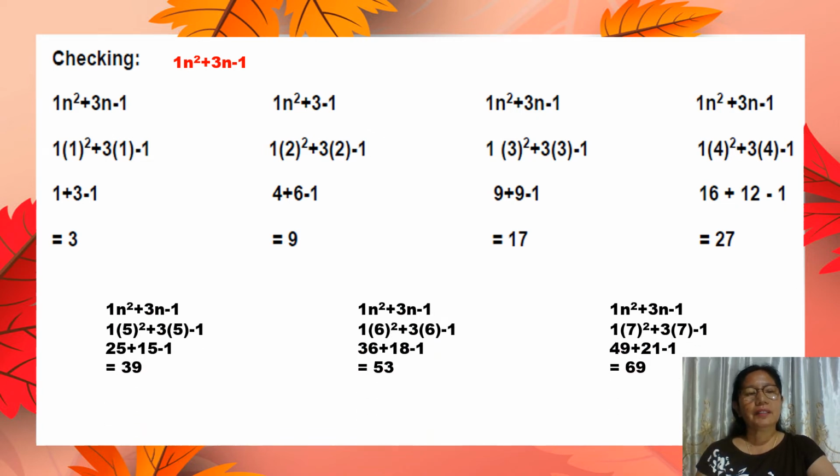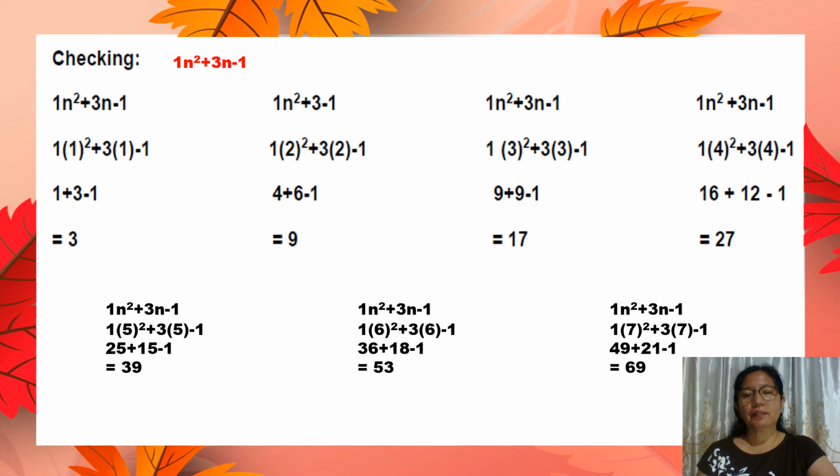okay, if n is equal to 5, so 5 squared or 5 times 5 is 25. 3 times 5 is 15. 25 plus 15 is 40. And 40 minus 1 is equal to 39. If n is equal to 6, so 6 squared or 6 times 6 is 36. 3 times 6 is 18. 36 plus 18 is 54 minus 1, that is 53.